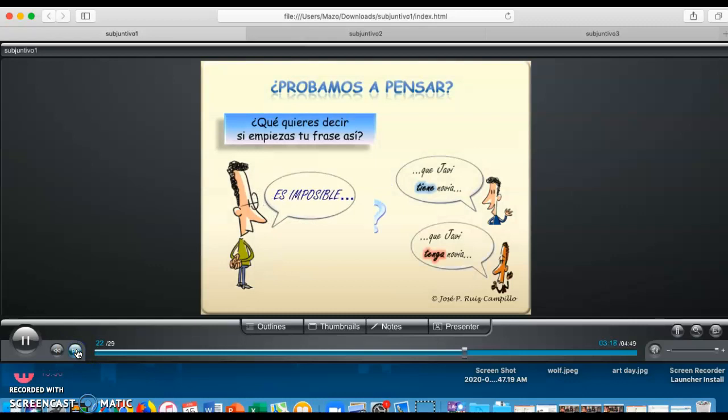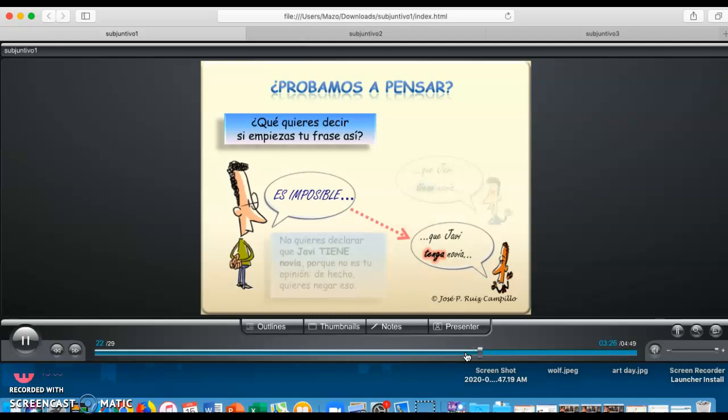What about es imposible? Es imposible que Javi tiene novia. Es imposible que Javi tenga novia. What do you think? And the answer is subjunctive, because it's impossible. I have no certainty, almost I have no certainty whatsoever. It's almost the contrary, right? So, subjunctive mood.